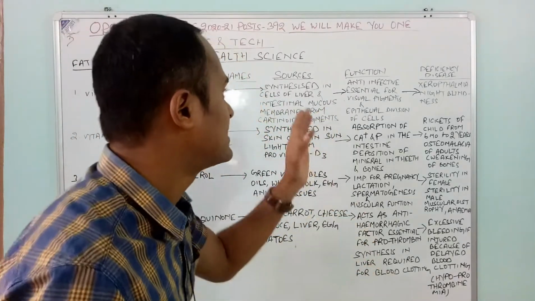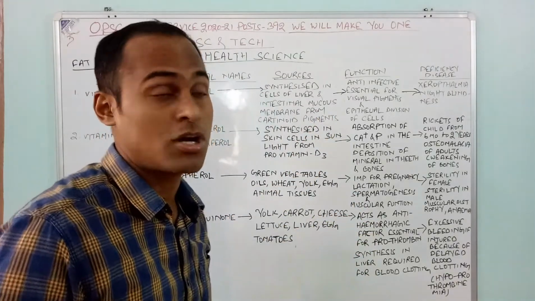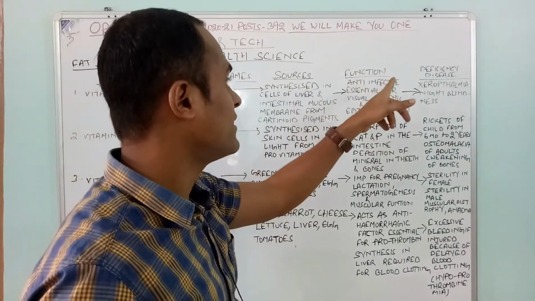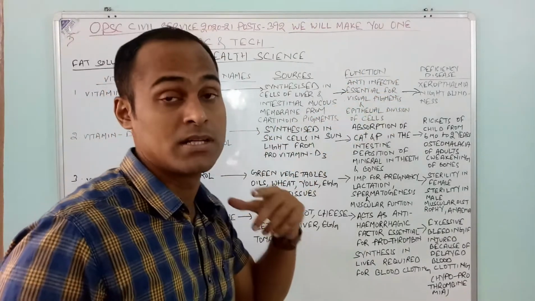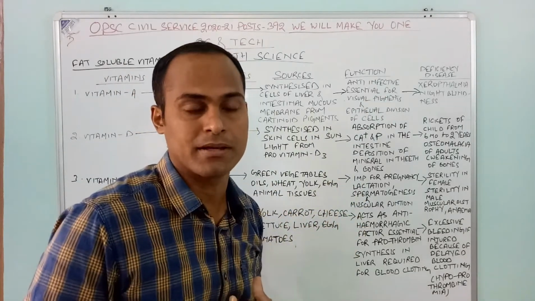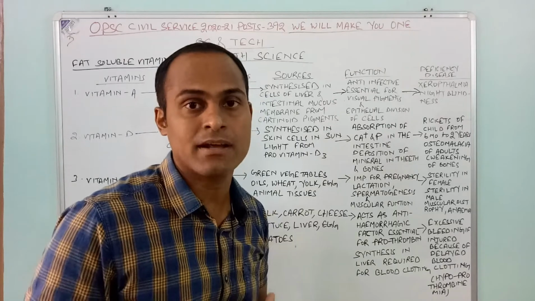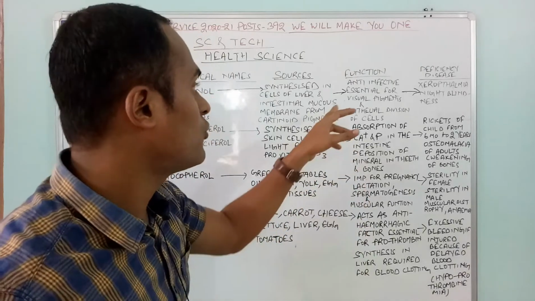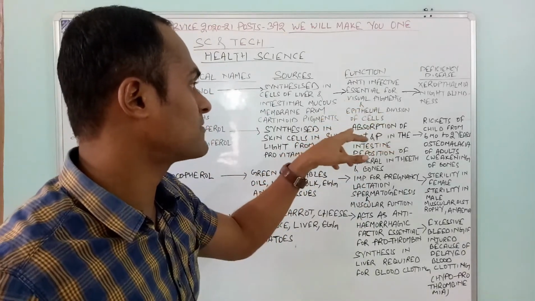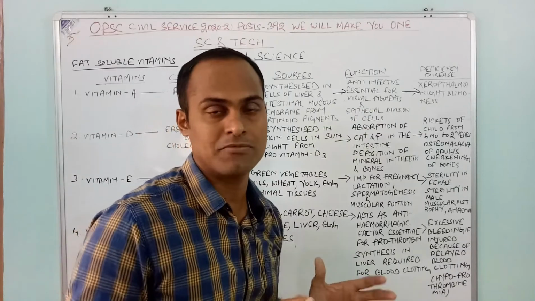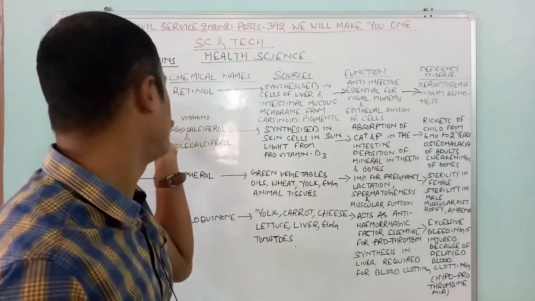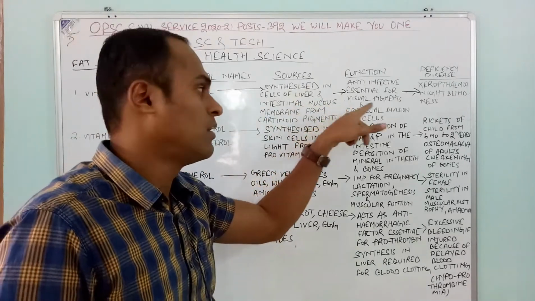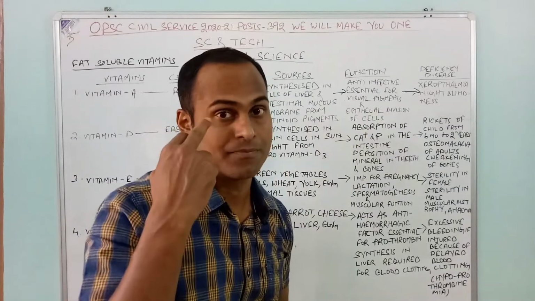Second, what are the important functions of vitamin A or retinol? The important function is anti-infective, and it is essential for visual pigment. The more vitamin A we take, the more effective our visual elements, especially our eyes, will be. Epithelial division of cells is also very much dependent on vitamin A. If you take vitamin A, it will help you in epithelial cell division as well as the eye.